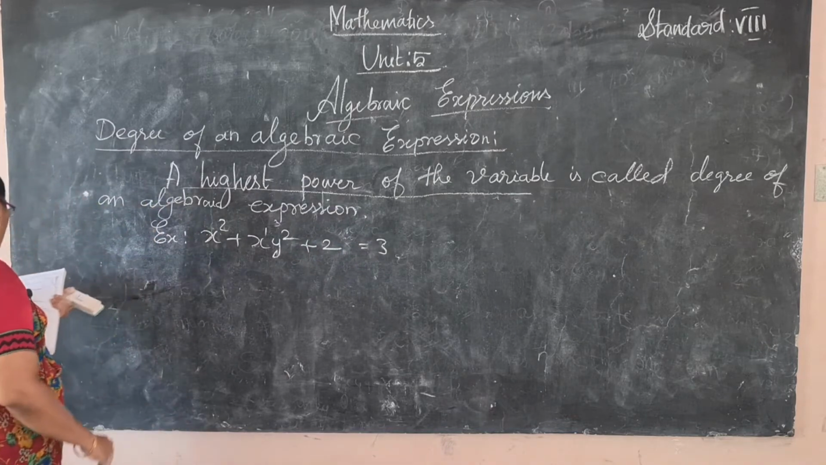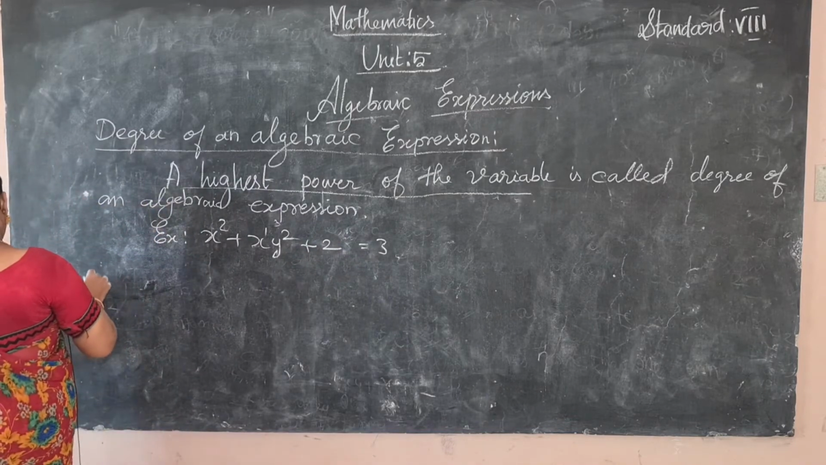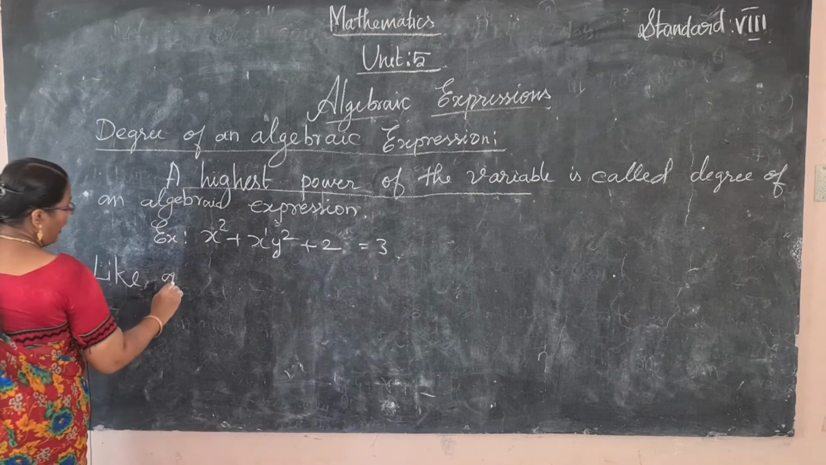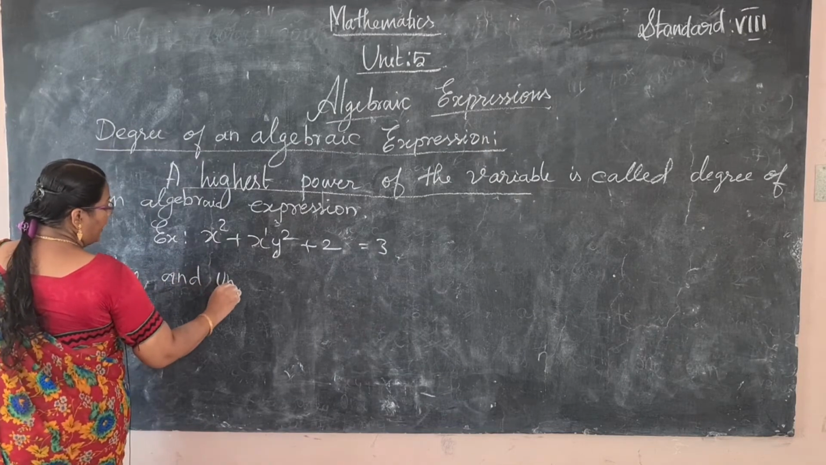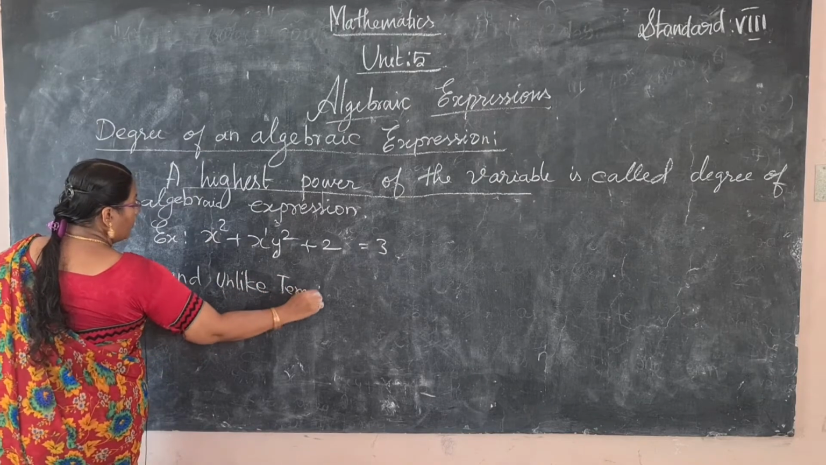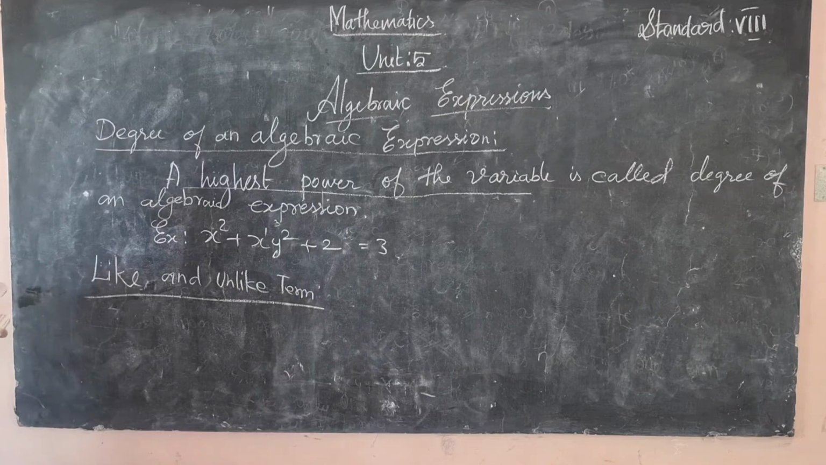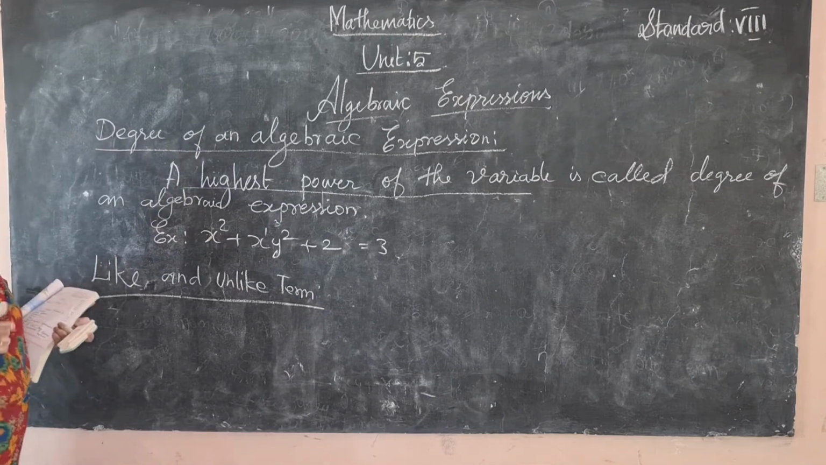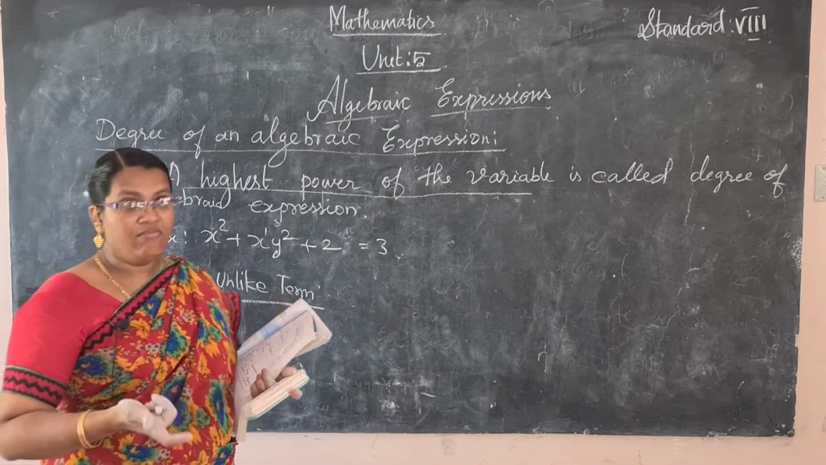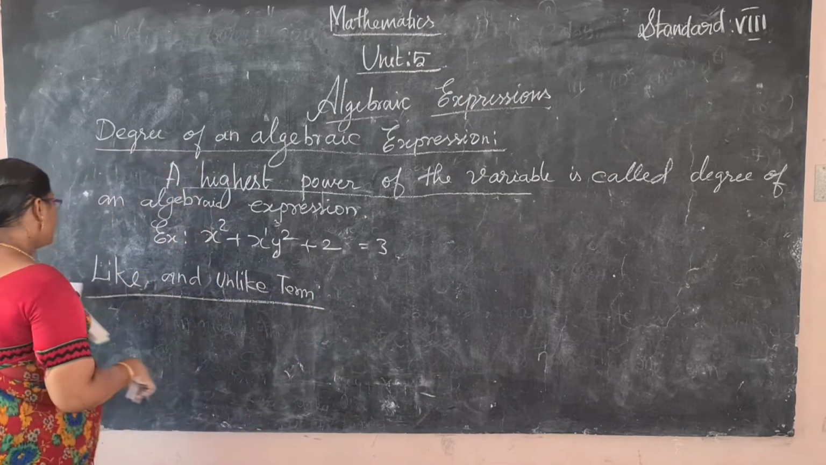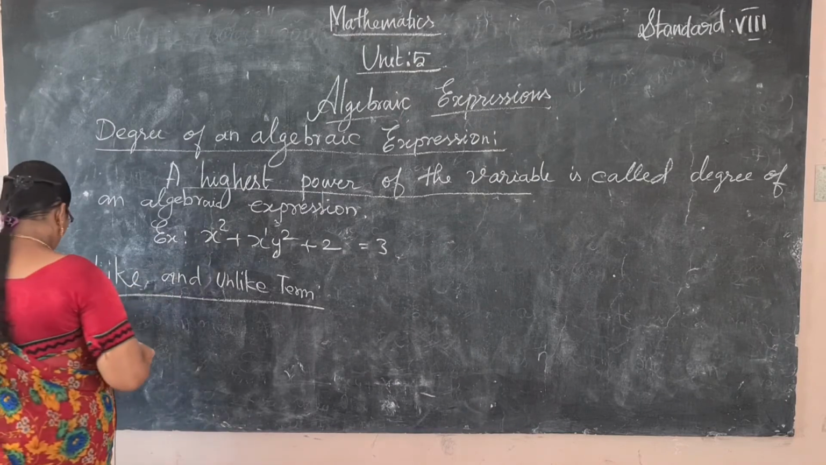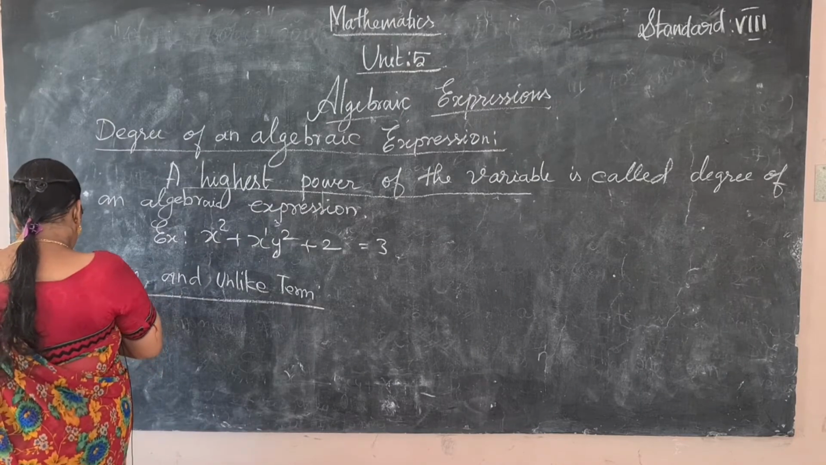Okay, that's it. And next, like terms and unlike terms. What is the definition of like terms? Like terms means terms with the same literal variables, the same literal numbers. Otherwise they are called unlike terms.